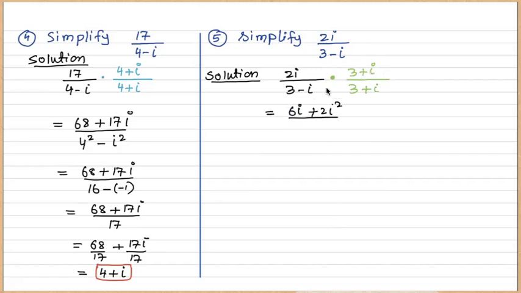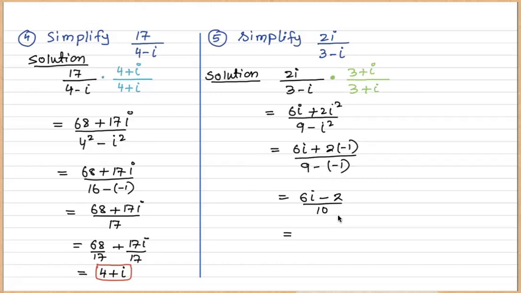Divided by, in the denominator, again, 3 minus i times 3 plus i. This is just like a minus b times a plus b, which will be a squared minus b squared. a is 3, 3 squared is 9, minus b squared, that's i squared. Wherever we have i squared, we can replace that by negative 1. So 6i plus 2 times negative 1 over 9 minus negative 1. So that will be 6i minus 2, right? 2 times negative 1. Then over, we have 9 minus a negative 1. 9 plus 1 is 10.